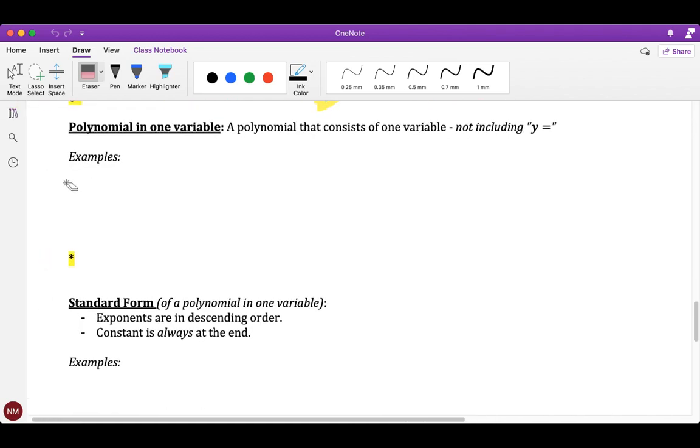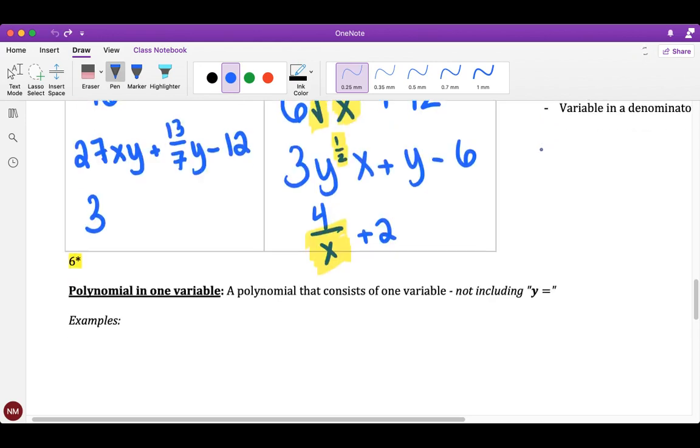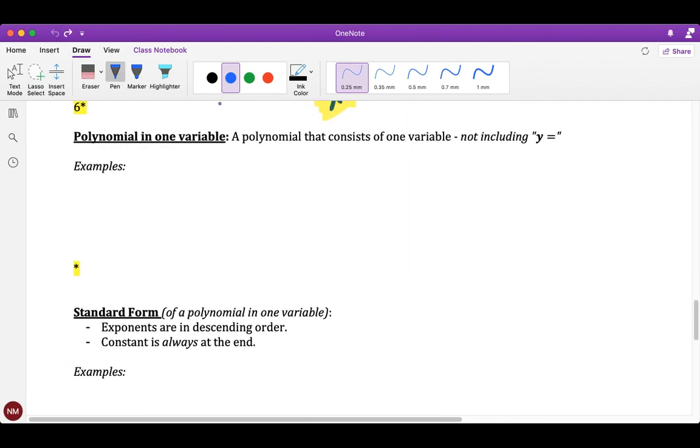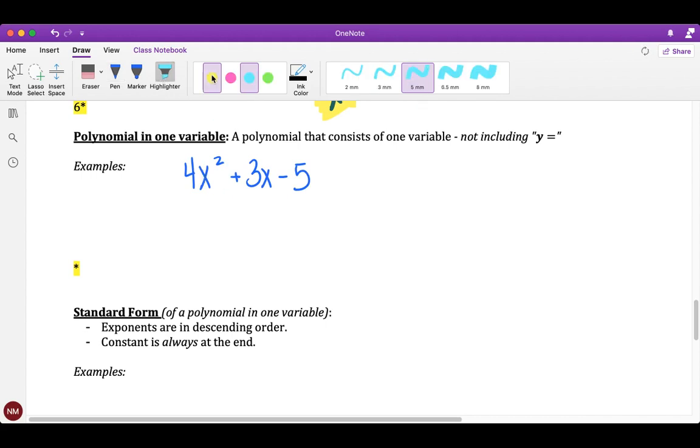Let me give you an example. When we're talking about just an expression, so there's no equal sign, we are talking about a polynomial that looks something like this: 4x squared plus 3x minus 5. There is only one variable that we are working with, and that is x. Now when we have a polynomial equation in one variable, you're looking at y equals. So it does not include the y equals.